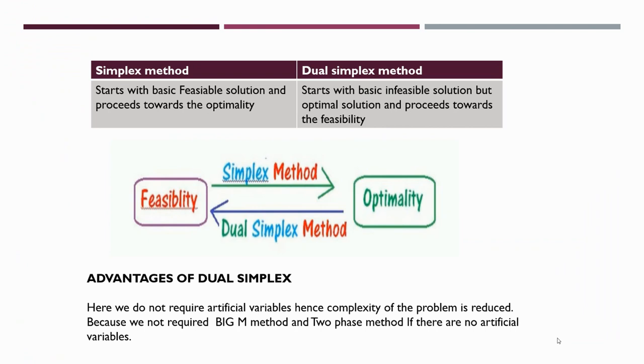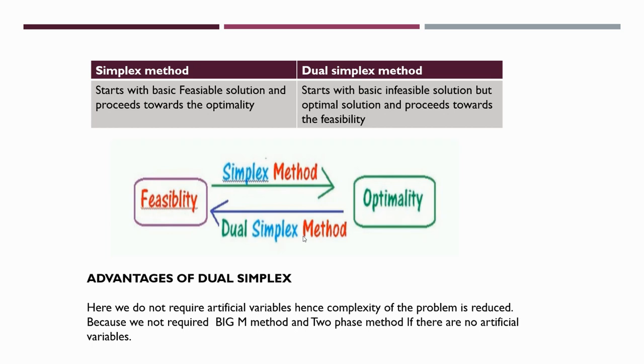Before going to the dual simplex method, we will see some of the differences between the simplex method and the dual simplex method. The simplex method starts with a basic feasible solution and proceeds towards optimality. In the dual simplex method, it starts with a basic infeasible solution but optimal, and proceeds towards feasibility. See here: from feasibility to optimality, we use the simplex method, while from optimality to feasibility, we use the dual simplex method.